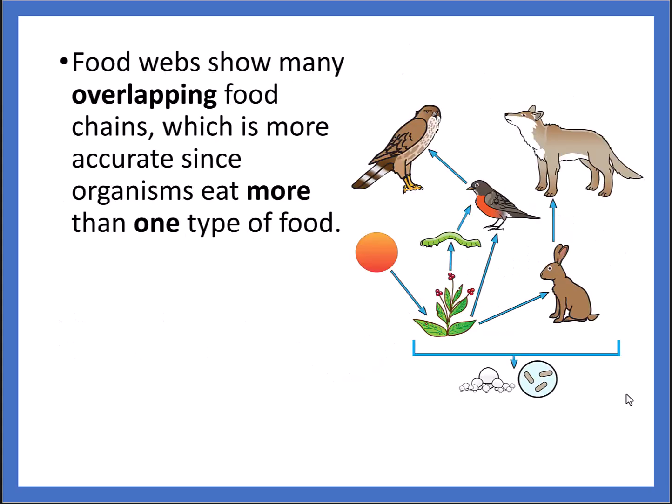Food webs show many overlapping food chains, which is more accurate since organisms eat more than one type of food. So it's very rare that you find an organism that eats only one type of food. So a food web is much more accurate because this plant might be eaten by several different types of organisms.